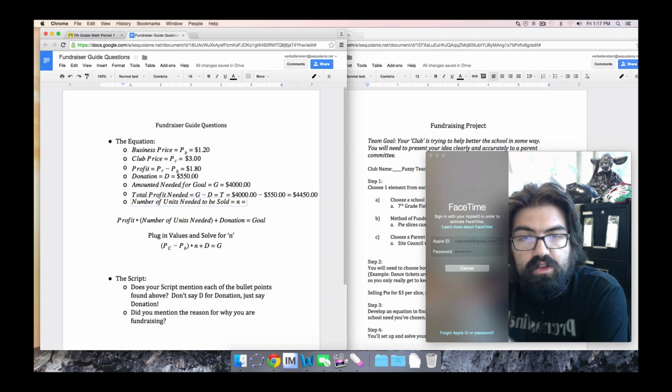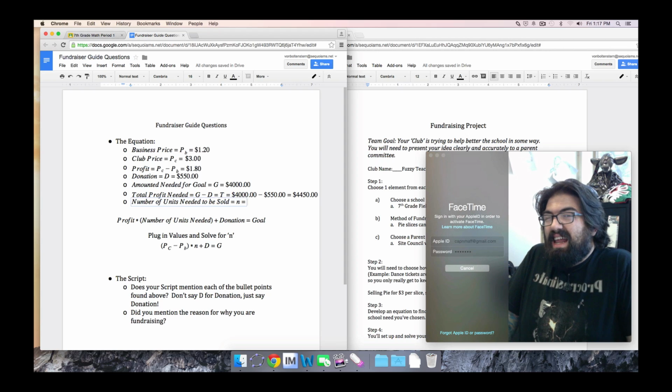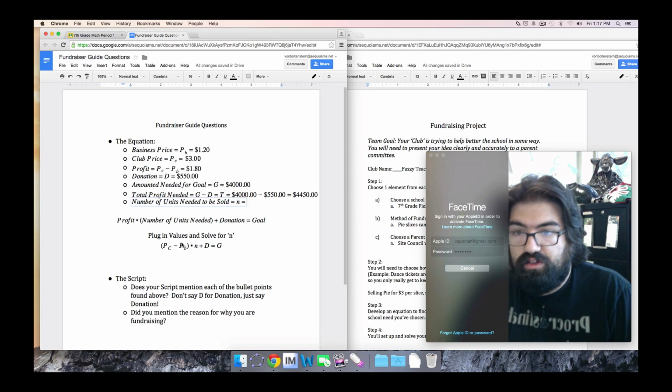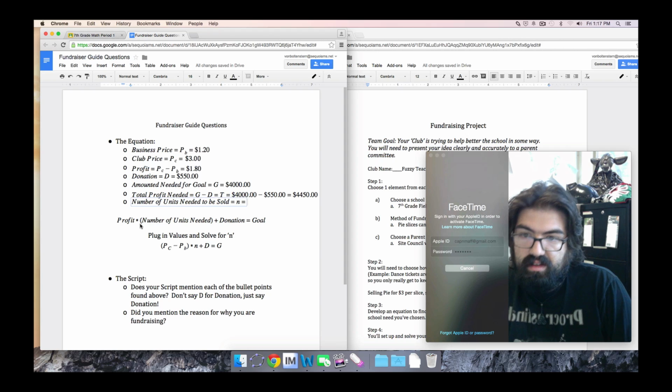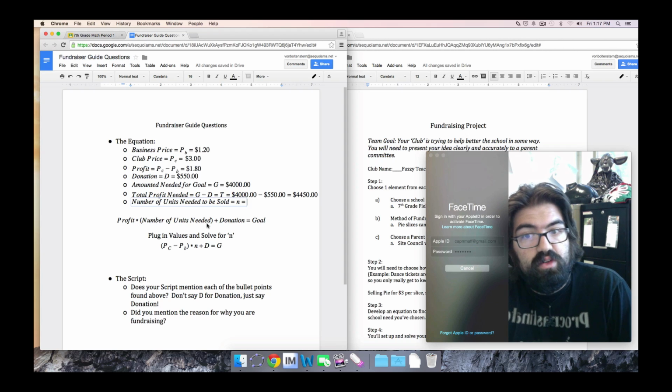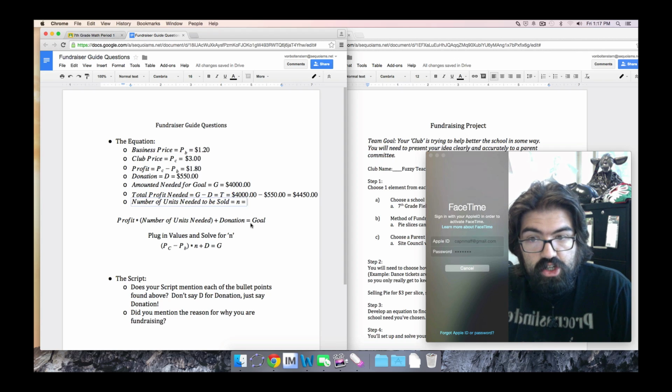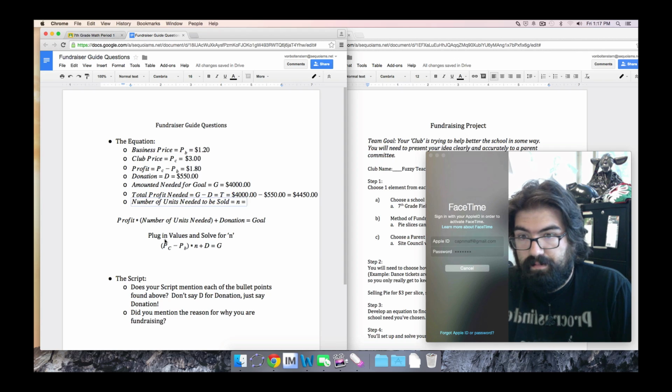Coming back here, number of units needed. I can't figure that out until I solve the equation. Well, we have to make our equation first. So profit is equal to profit times the number of units needed. That's my variable because I don't know. Plus the donation is equal to the goal.